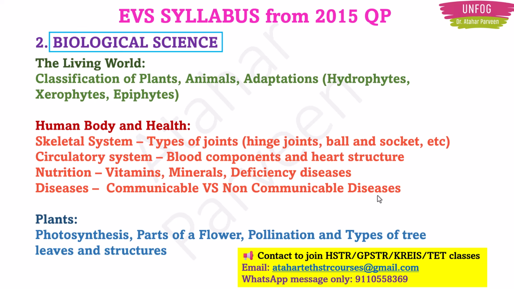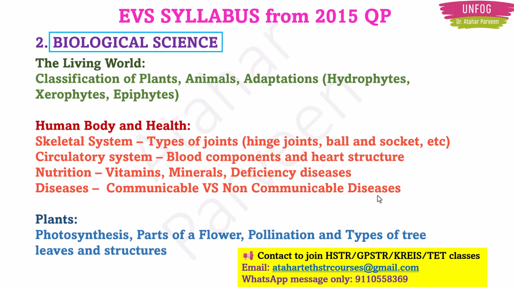In diseases, we have a simple topic, communicable versus non-communicable diseases. Communicable disease means if you touch a sick person who has a communicable disease, you will fall sick. The best example is cough or cold, flu, the normal flu we have, no? That is a communicable disease. Non-communicable disease means if a person is sick with a non-communicable disease, if you touch that person or come in contact with that person, you will not fall sick. The best example is cancer. Such simple topics we'll cover under diseases.